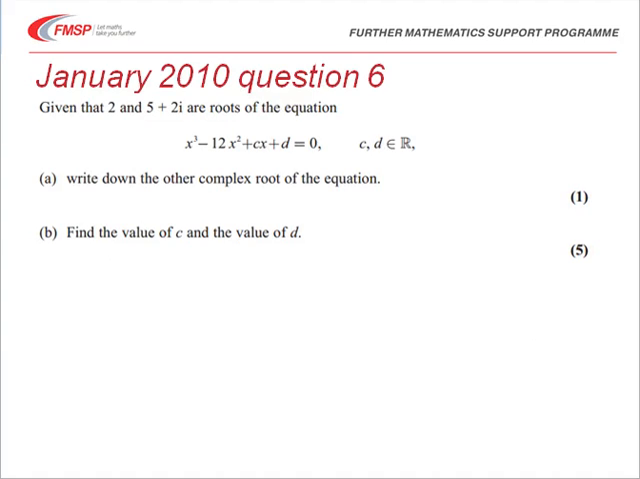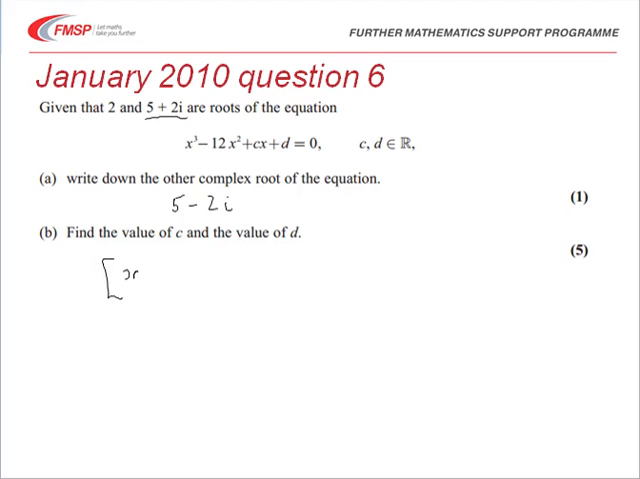Well, you can see that one of the roots that we're given is a complex number, and because in this type of cubic equation the roots must occur as either real numbers or a complex conjugate pair, then the other root is 5 minus 2i, the conjugate of 5 plus 2i. Once we've got that, we can then write down the cubic as a product of its factors.